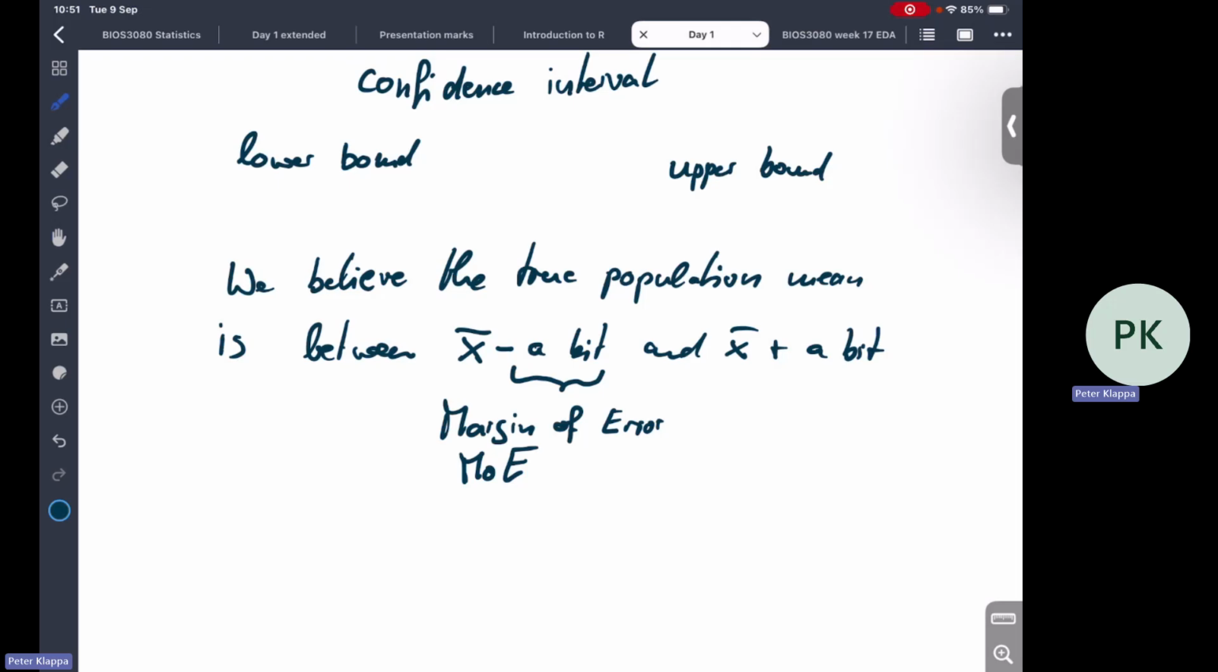Makes sense so far, even for the people who have not a lot of statistical exposure? Yeah. Yeah, happy with it. Right.